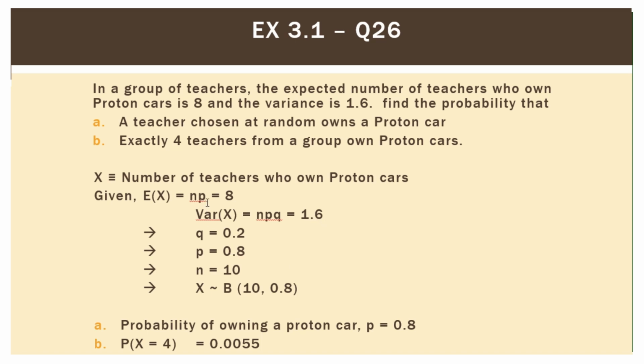So how to find? Can find. NP is 8, isn't it? So you can substitute the NP here with 8, right? So you will get 8Q equals 1.6. So you should be able to solve Q. Q will be 0.2. If Q is 0.2, P is 0.8. So you should be able to solve this part now, okay? Exactly 4 teachers own a proton car. So you're looking for probability now. Probability of X equals 4. So you're going to use your binomial distribution and find the answer. When they ask you a teacher chosen at random, this is looking for P. Understand?